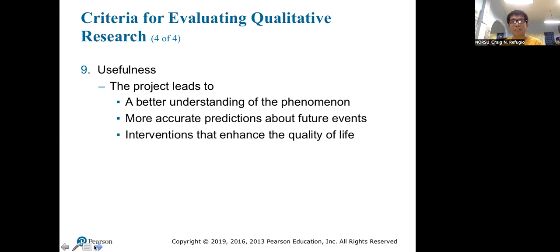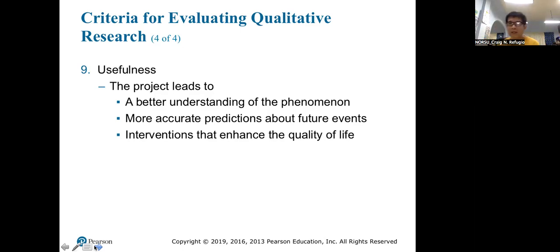More accurate predictions about future events. Before the conduct of the study, you see that some predictions are not accurate. That's the reason why you are going to undergo that kind of qualitative research study. And then after that qualitative study, you're able to have more accurate predictions about future events based on your completed study. Interventions that enhance the quality of life.